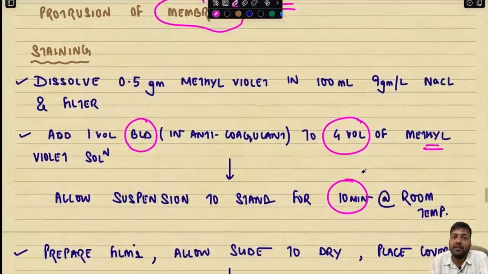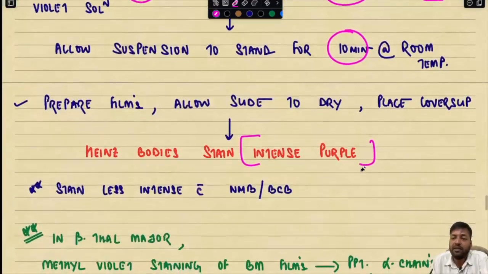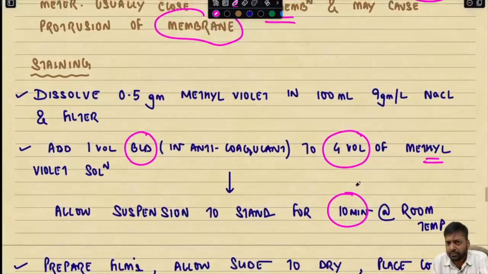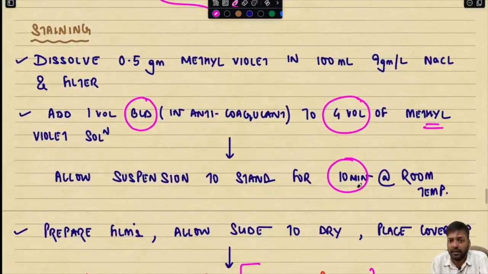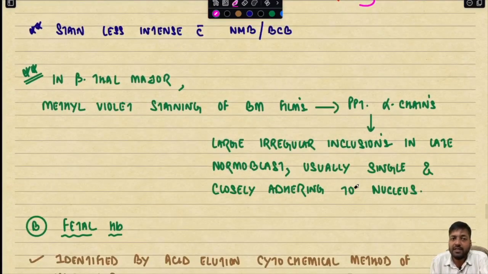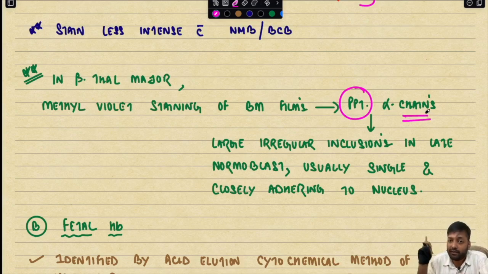Now remember, with methyl violet the stain is intense purple, but the stain is less intense with new methylene blue or with bromocresol green. Now, in case of beta thalassemia major also, methyl violet staining in the bone marrow films can highlight precipitates of alpha chains, and also beta chains in case of alpha thalassemia, which appear basically as large irregular inclusions in late normoblasts, usually present singly and closely adhering to the nucleus.